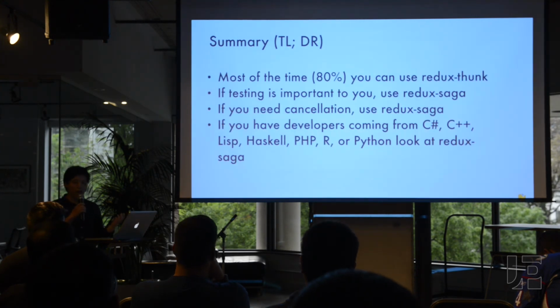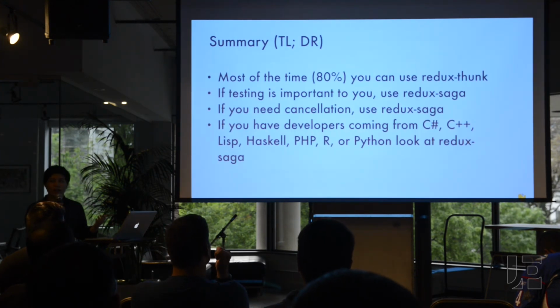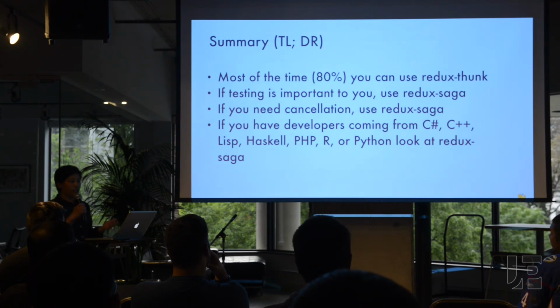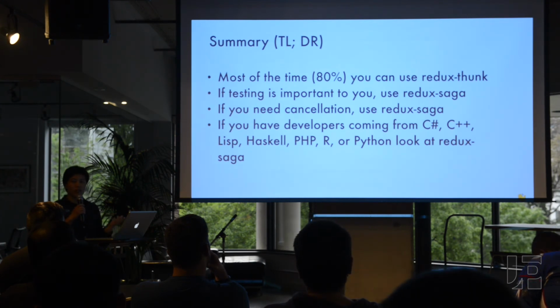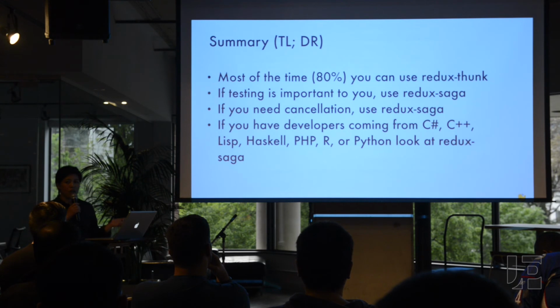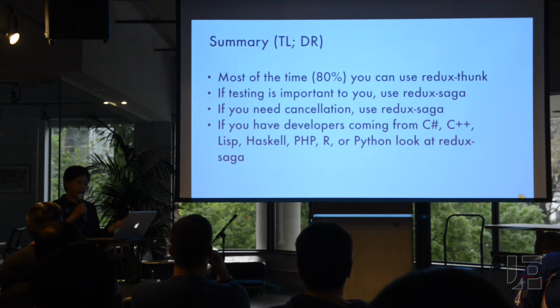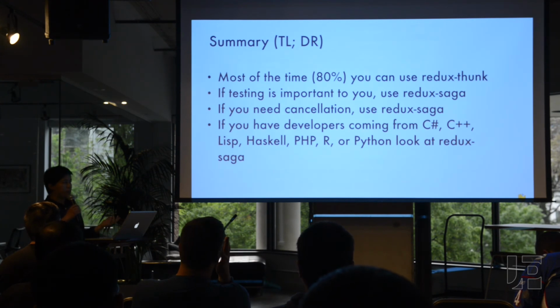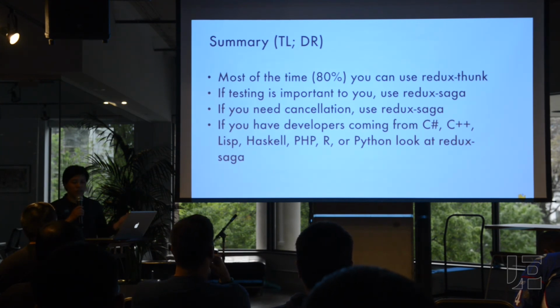So in summary, I think most of the time you can use Redux Thunk, but if you're on a long-running application and you need to write a lot of test coverage, tests are very important to you, I would seriously take a good look at Redux Saga. If you need cancellation, for example, you're using WebSockets and you need to turn them on and off, I would take a look at Redux Saga. And if your development team is coming from other languages that use generators, C#, C++, etc., I would also take a look at Redux Saga.